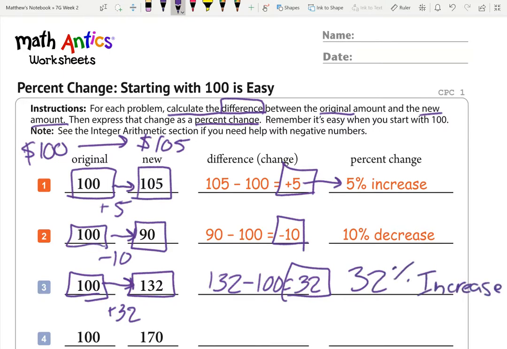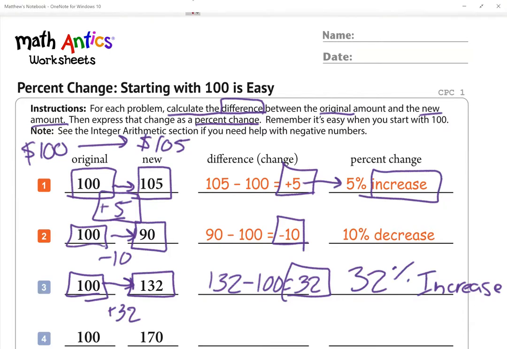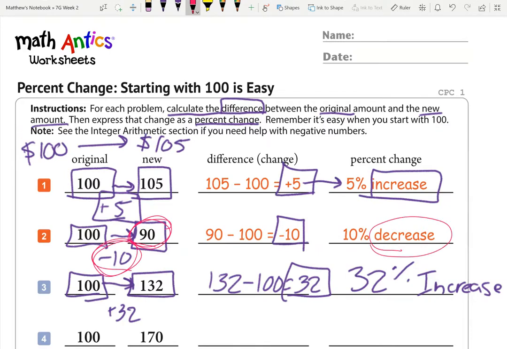So that's really important here. Notice, since we're going up from 100 to 105, it's going to be an increase. Since we're going down from 100 to 90, it's going to be a decrease. Whether it's negative or positive tells you if it's going to be an increase or decrease. Of course, positive numbers are going to be an increase. Decrease is going to be negative numbers. So on this final one here, it's going to be positive 32, because we're going from 100 to 132, so it's a 32% increase.